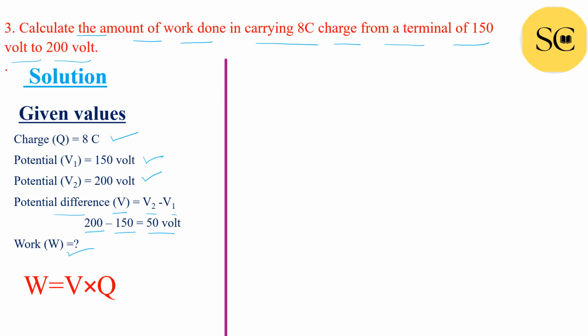The question is very simple. W is equal to V into Q. Now put the value of V, that is 50, and the value of Q is 8. Now simple multiplication: 8 fives are 40, and the unit of work is joule. So these are the questions.